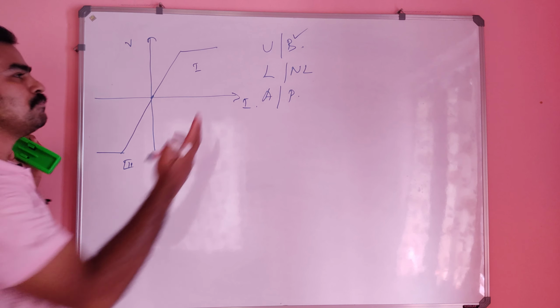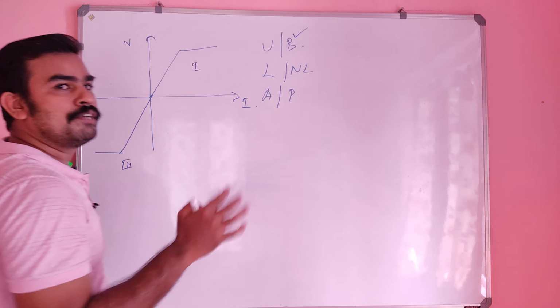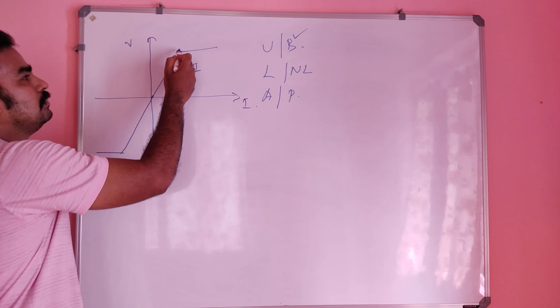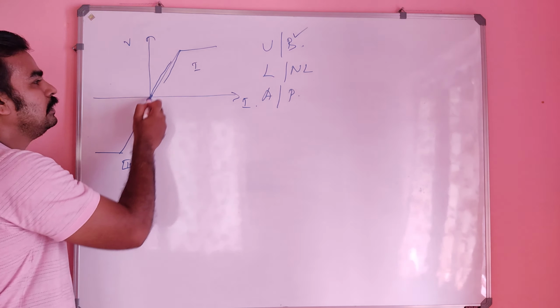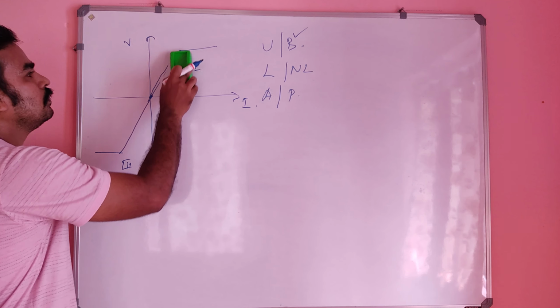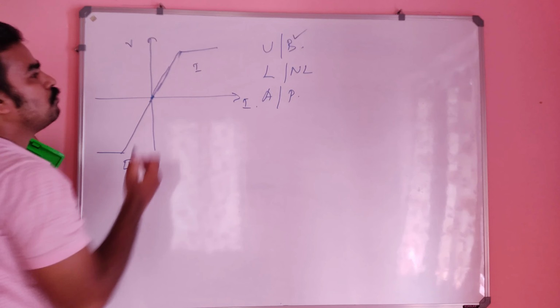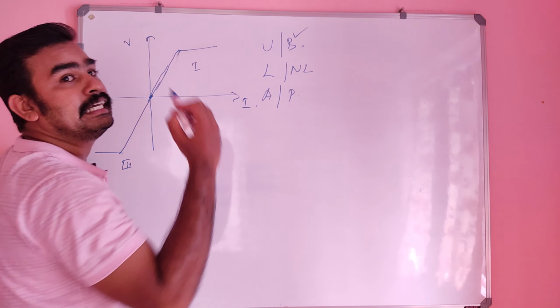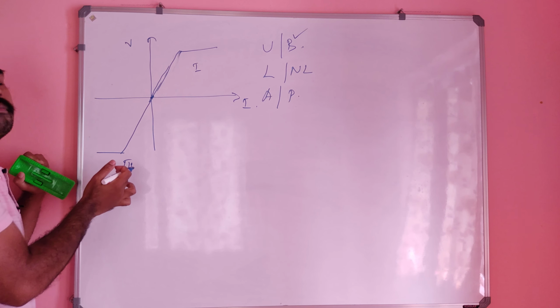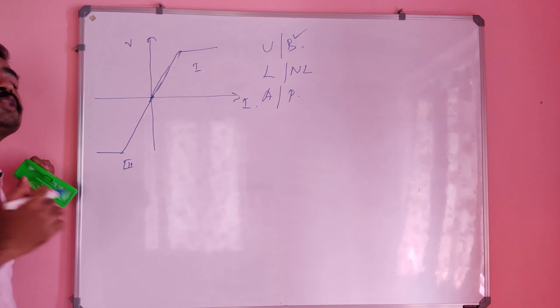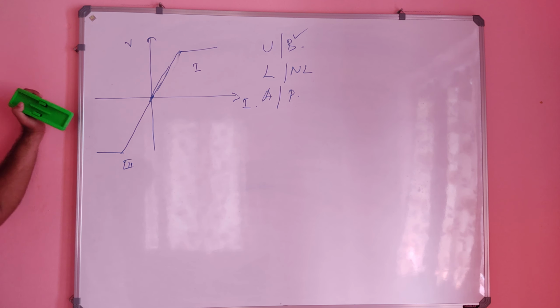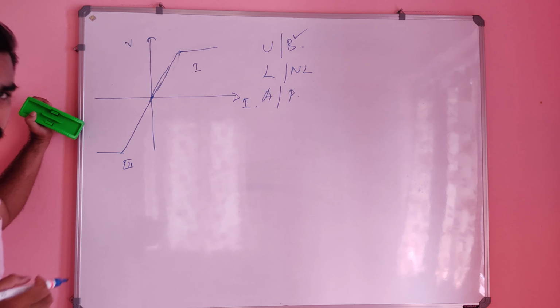I said two conditions for linearity. What is that? First of all, the graph should pass through the origin. Here the graph is passing through the origin. First condition satisfied. And what is the next condition? The graph should be passing through the origin and the slope will be constant. That is very, very important.